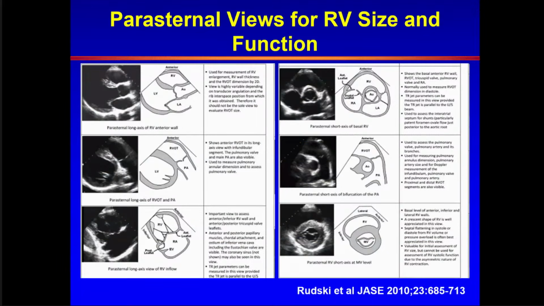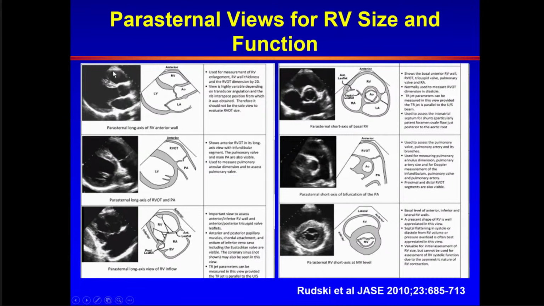The RV in a short axis is crescent-shaped, and if you're using 2D and not 3D, it is difficult to see all portions of the RV in the same view. And therefore, we rely on multiple views. The standard views we use for the LV will be utilized, as well as additional views geared towards looking specifically at the RV. So today, my emphasis when I describe the parasternal long axis view is looking at that area of the RV outflow tract.